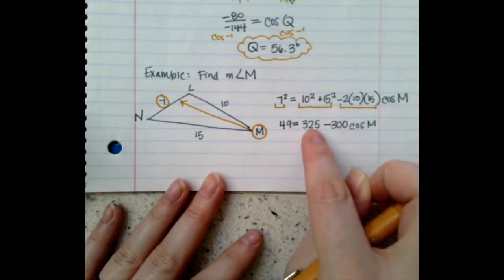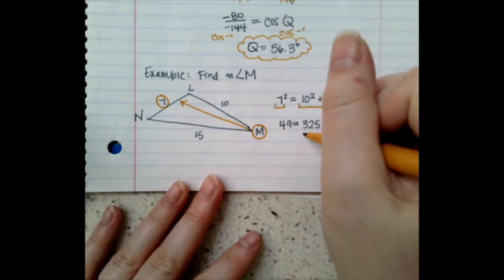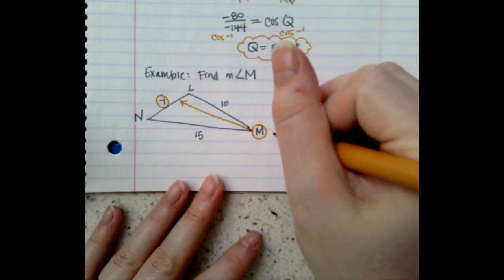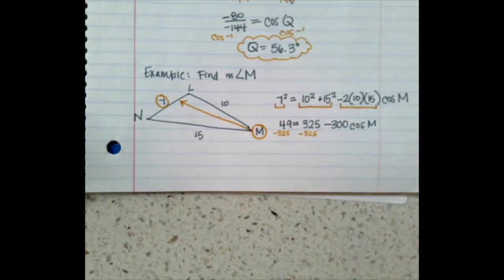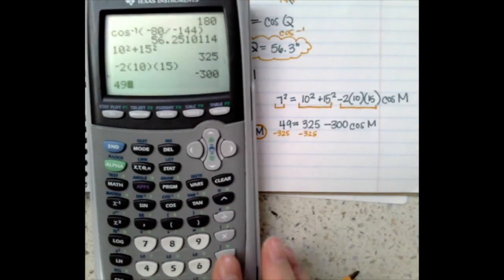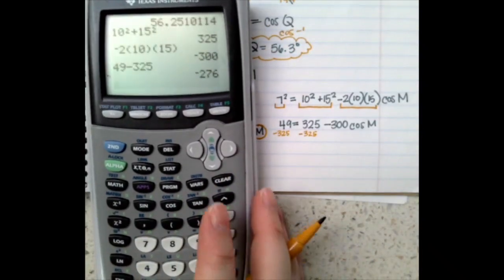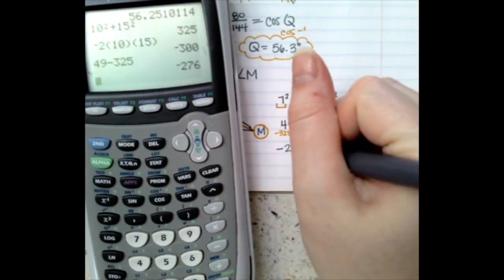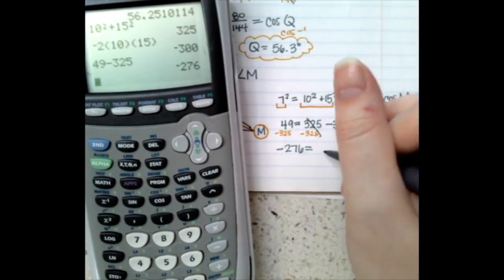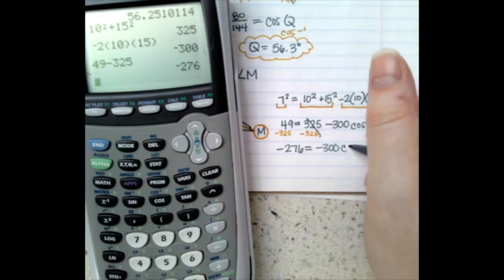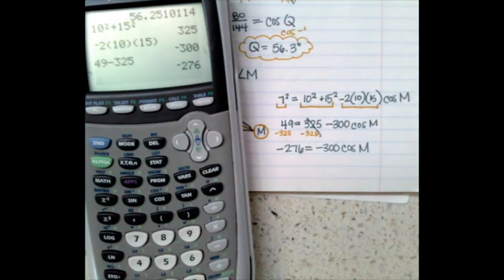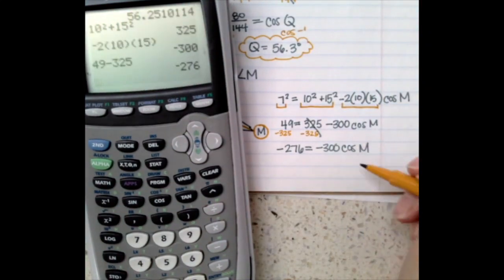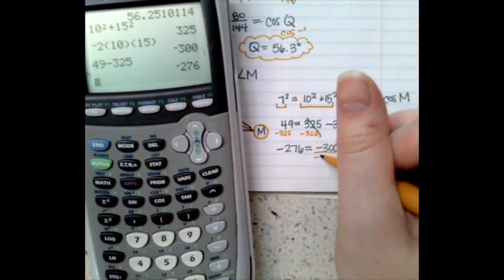In order to keep simplifying, we want to move this 325 to the other side. So I'm going to subtract it from both sides. And I get minus 276. And then to get m by itself, I want to divide on both sides.